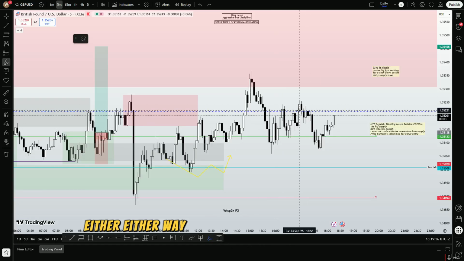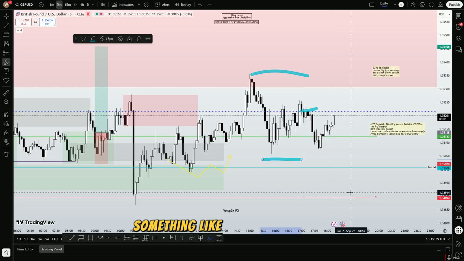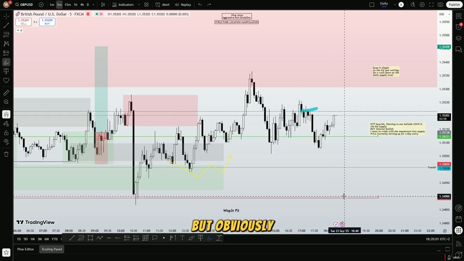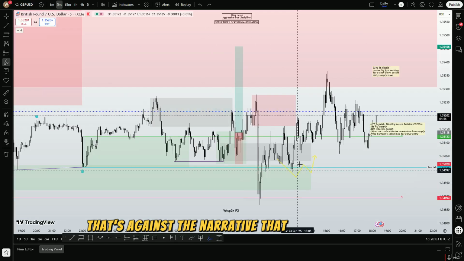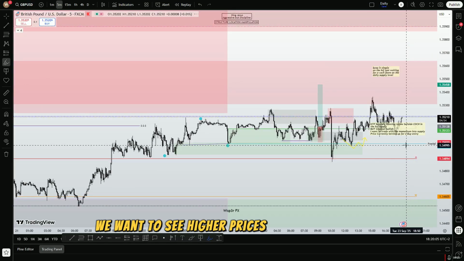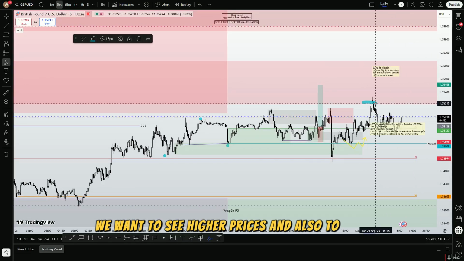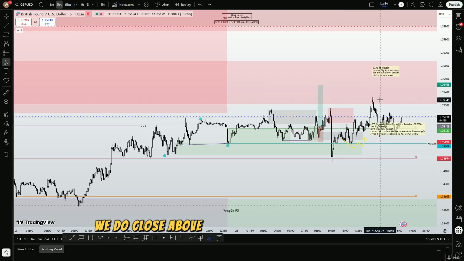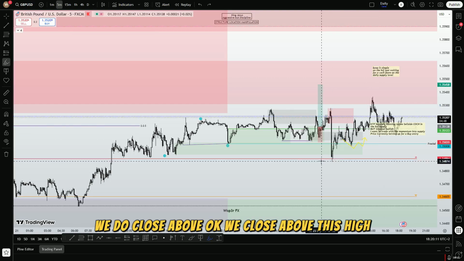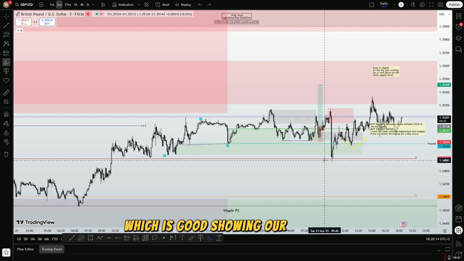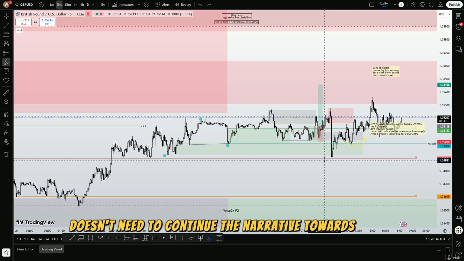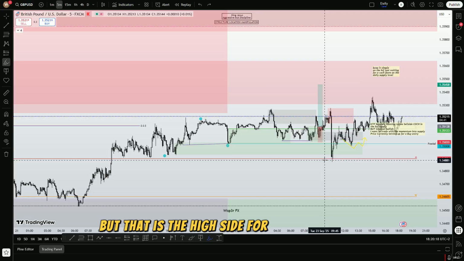Either way, we could have taken a sell here or something like that with that low, but obviously that's against the narrative that we want to see. We want to see higher prices. And also to note, we do close above this high, which is good, showing us that price does indeed want to continue the narrative towards the upside. But that is the hindsight for today's session.